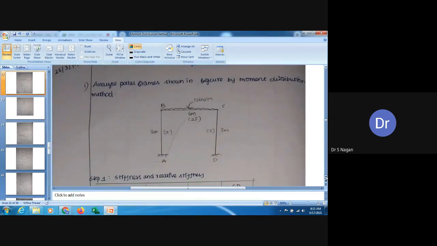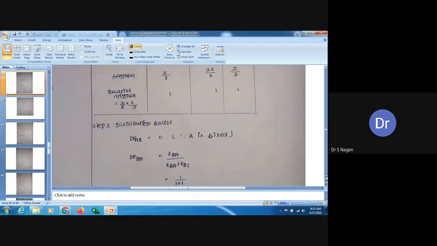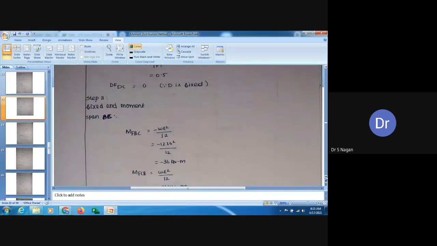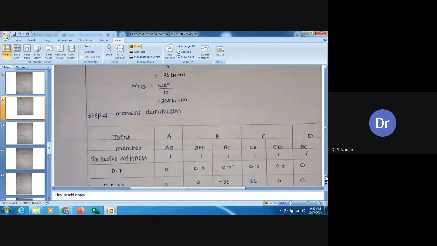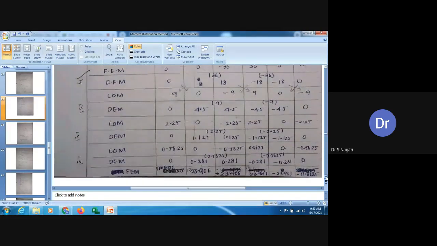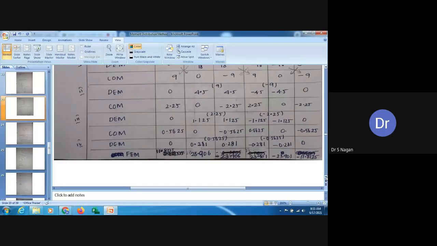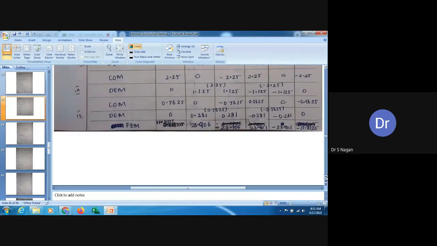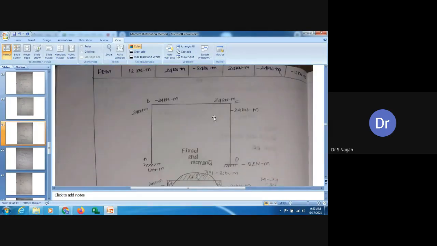From the moment distribution table, we'll be getting the final end moments. Mark the final end moments in the portal frame like this. First draw the portal frame.